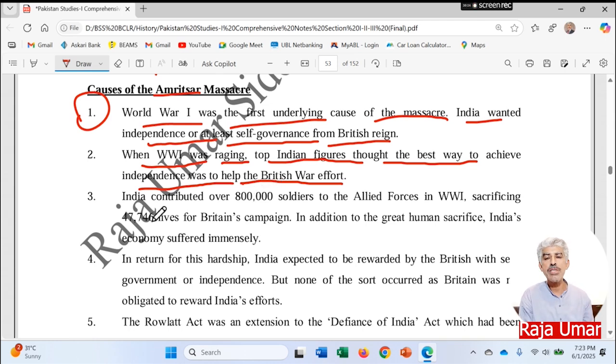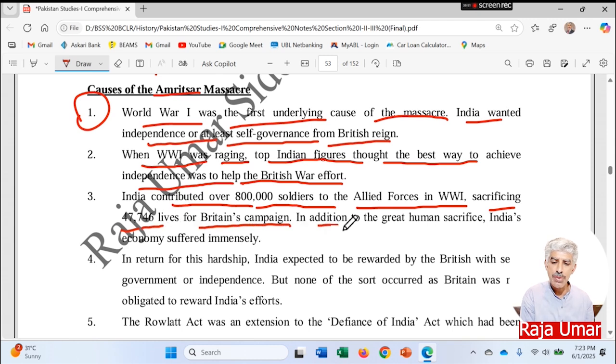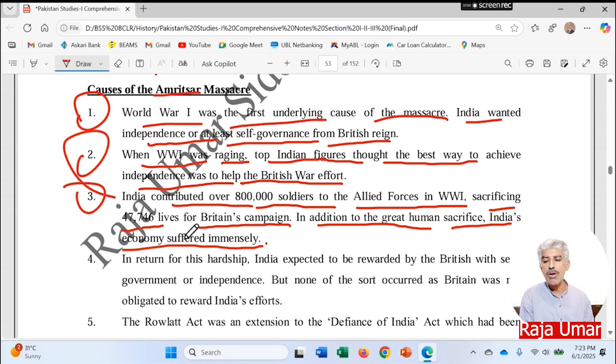But the British showed them that they were still quite strong in the affairs of the subcontinent, and that their being at war in Europe was a separate matter, while they kept their control here. India contributed over 800,000 soldiers to the Allied forces in World War I, sacrificing 47,746 lives for Britain's campaign. In addition to the great human sacrifice, India's economy suffered immensely, but still India got nothing, and even got 400 deaths at Jallianwala Bagh, Amritsar.